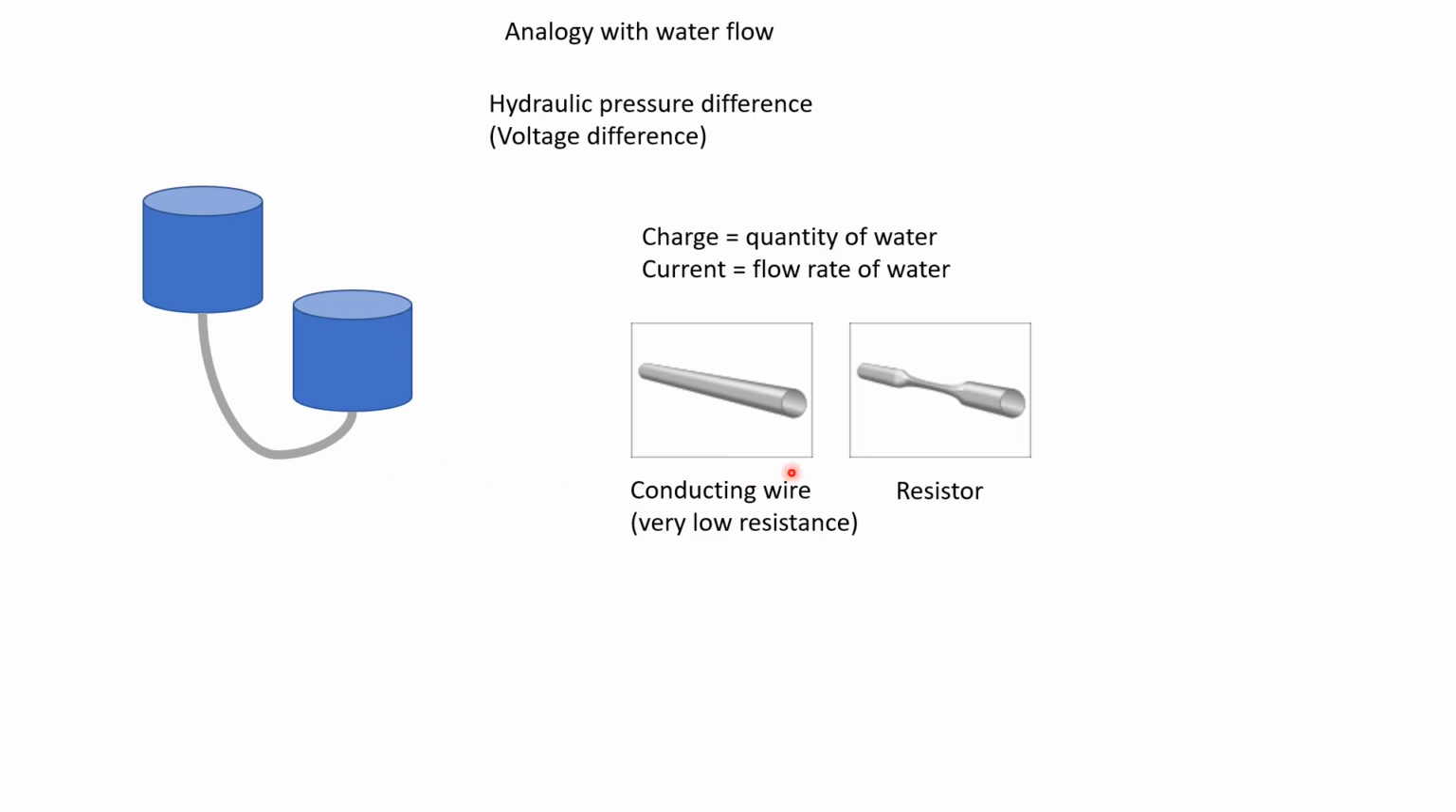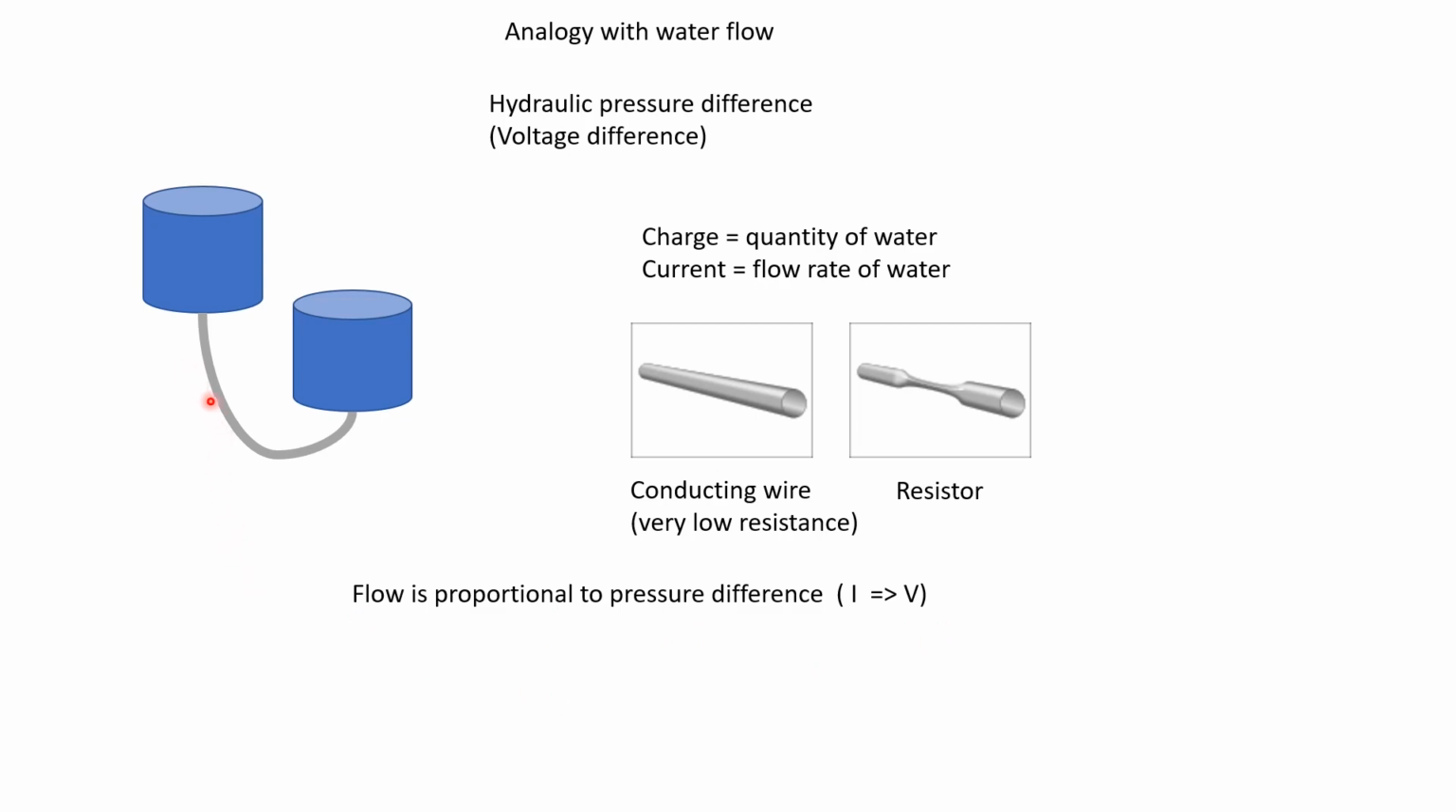But if the tube is narrow or it has some narrowing in middle, then it will offer a lot of resistance to the flow of water. So it can be thought of as a resistor. So overall, we can say that the rate of flow of water will depend on two things. How much height difference there is. So what is the hydraulic pressure difference? If the difference is large, then the current will be more. So flow is proportional to the pressure difference, or current is proportional to voltage.